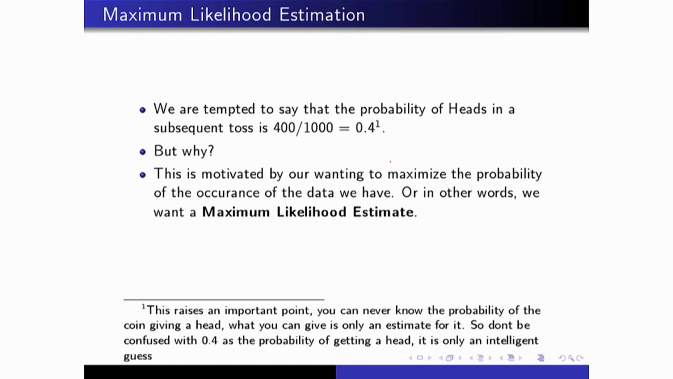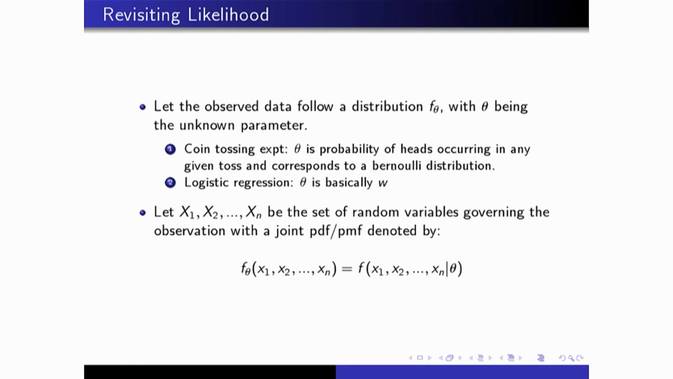And what is likelihood? It is the probability of the data you have observed so far, but viewed as a function of the parameter. So let the observed data follow a distribution f theta, theta being the unknown parameter. For example, theta is the probability of heads occurring in any given toss. Now this follows a Bernoulli distribution, which says that the probability of heads is theta, and the probability of tails is 1 minus theta.